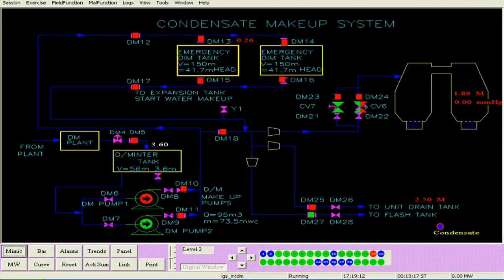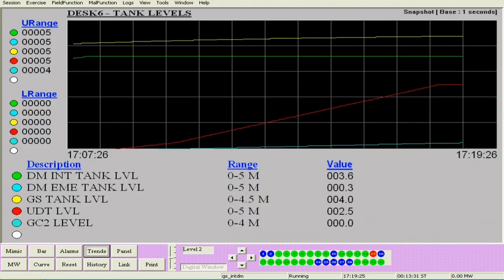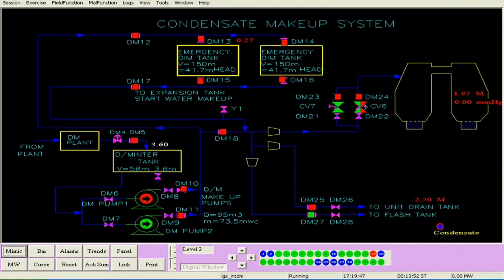Similarly the condenser level is also reaching around 2.4 or so, as you can see in the mimic. You can go to the trends page and there you can see the levels. So the GS tank level is 4, then the DM emergency tank level is 3.6, and the intermediate tank level is the same. You will have to go to the next trend page, and then you will be able to see the condenser level.